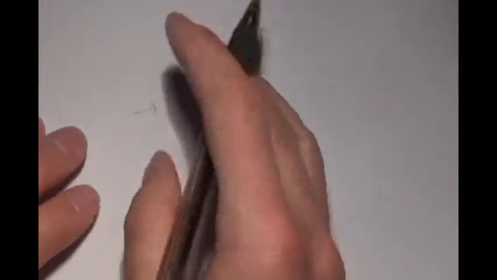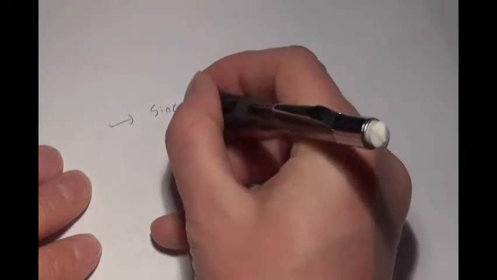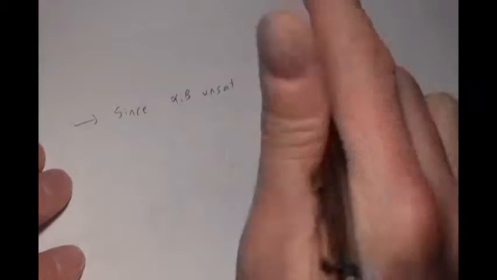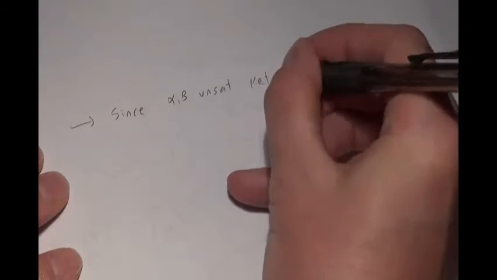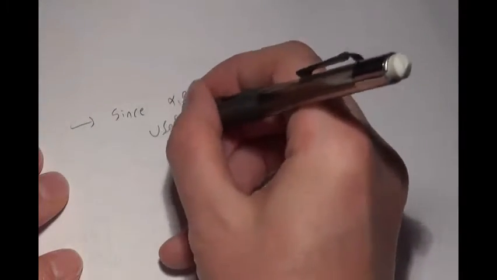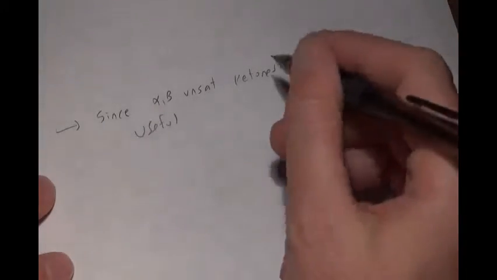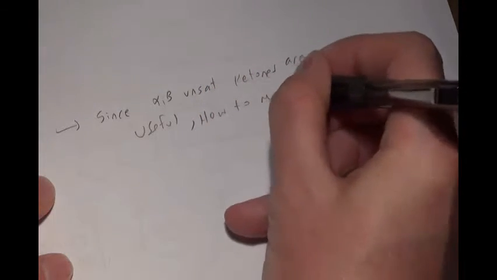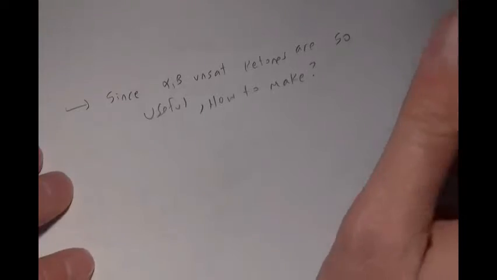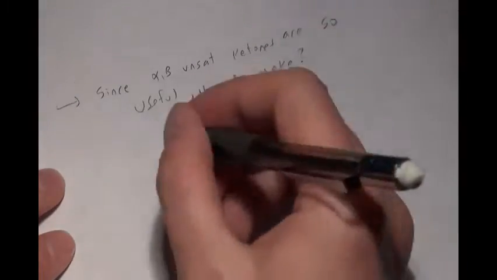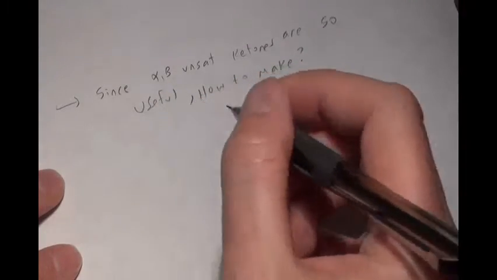Okay, so since alpha, beta unsaturated ketones are so useful, as it looks like, how can we make them? I showed you this already, and I'm going to see if you remember how we did this. So how do we make them?